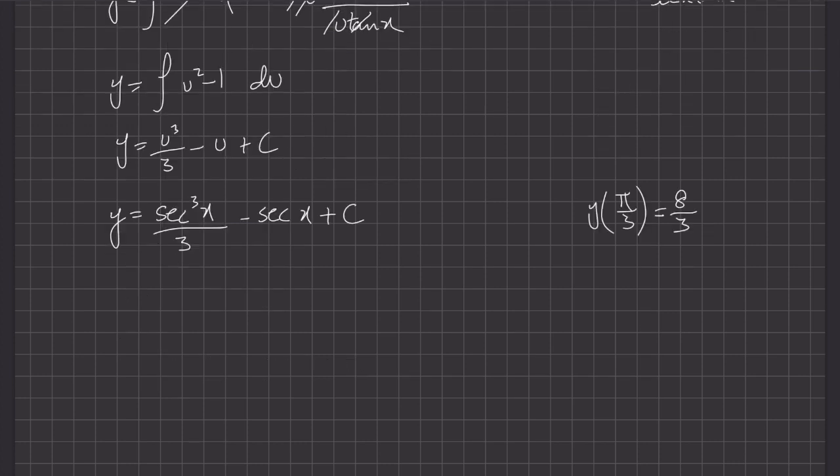Lastly, the condition is used. Cos pi over 3 is just 1 over 2, therefore secant pi over 3 is 2. So 8 over 3 equals 8 over 3 minus 2 plus c, therefore c equals 2. So the final answer is secant cubed x over 3 minus secant x plus 2.